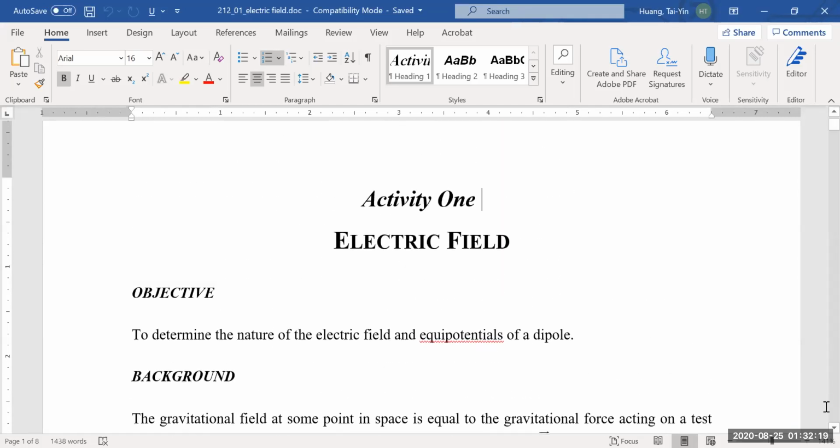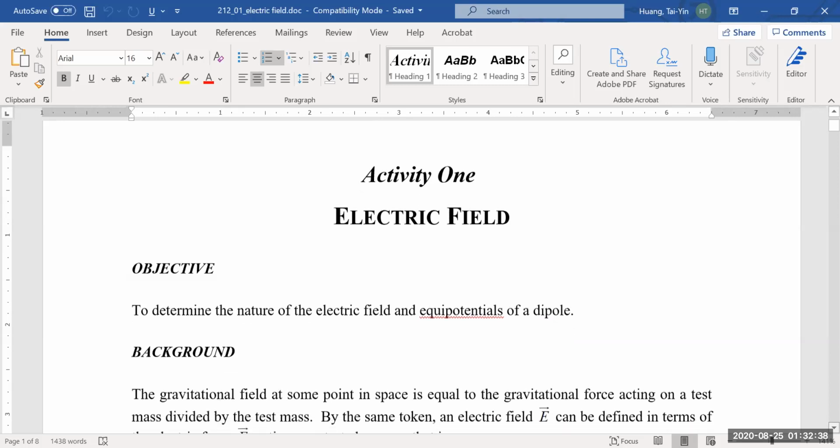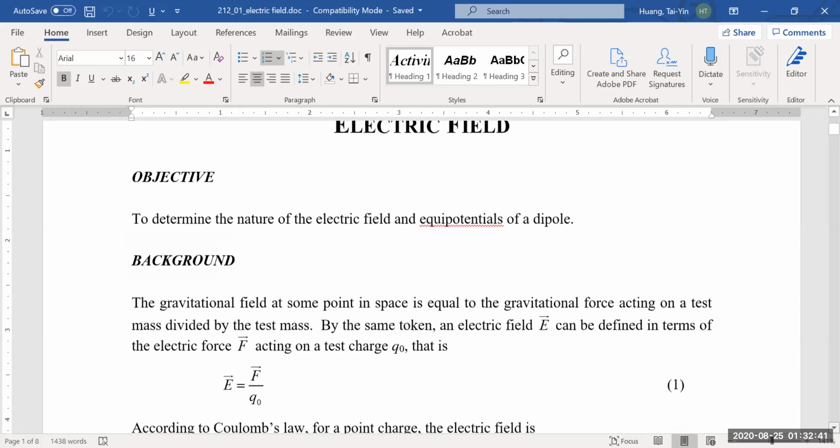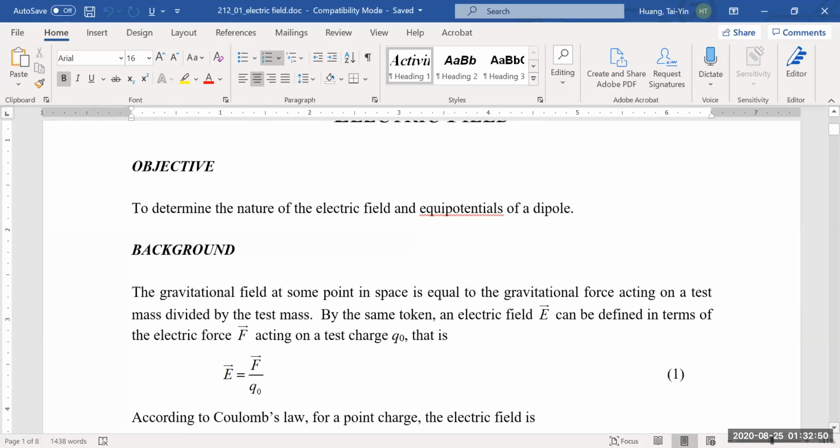So what is the goal, or what is the objective of doing this experiment? Basically, you're going to find out what is the electric field produced by a point charge, and what are the equipotential surfaces produced by a dipole. Okay, so you're going to learn in the lecture course that when you have a point charge, and that charge usually comes with two signs, either it carries a positive charge or it carries a negative charge.